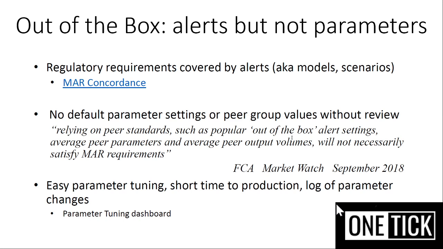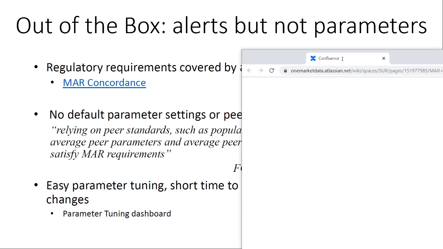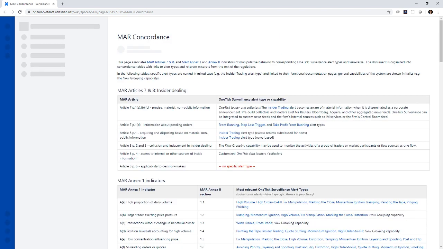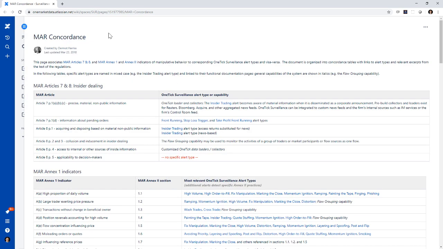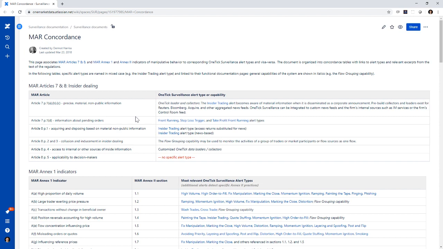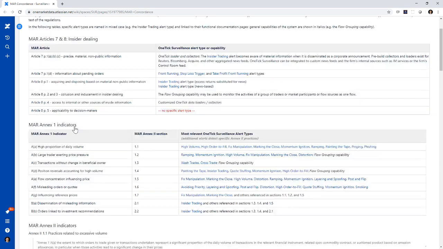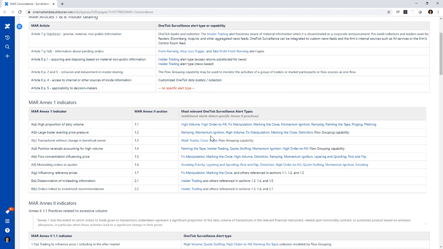One thing that everyone is looking for and cares about is complete coverage of various regulations in terms of the alerts, also known as models or scenarios. Just to give you an example of what we mean by this, I'll show you a mapping to a European regulation, market abuse regulation. This MAR concordance page is showing you how each passage in the regulation, in this case Articles 7 and 8 and Annexes 1 and 2, maps to the alerts that we provide out of the box.